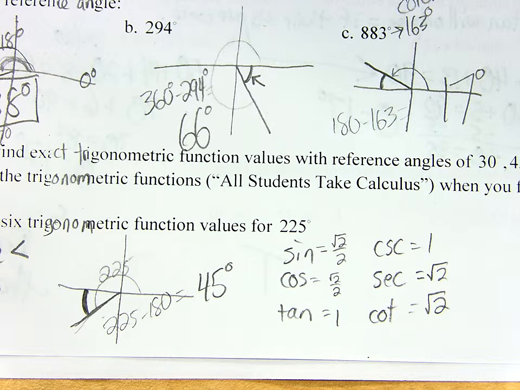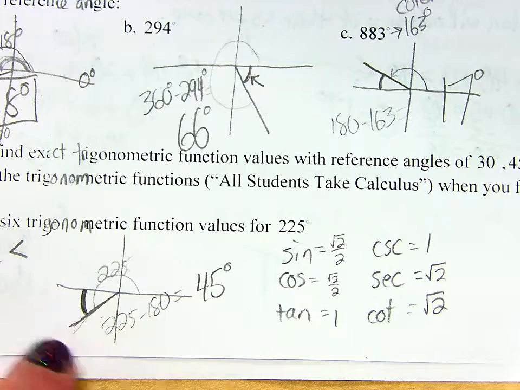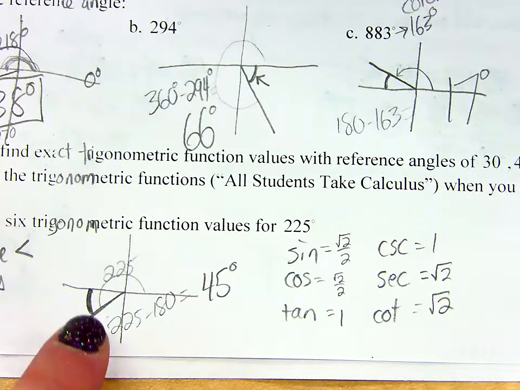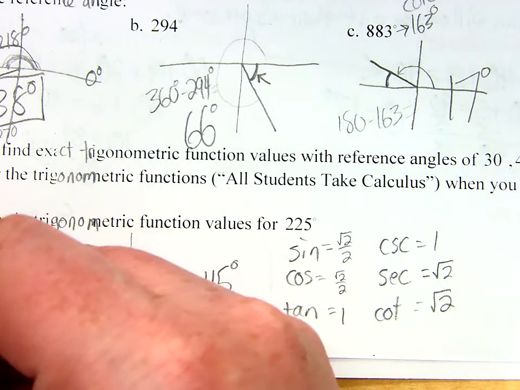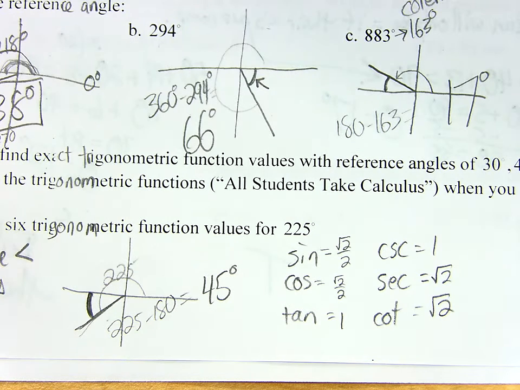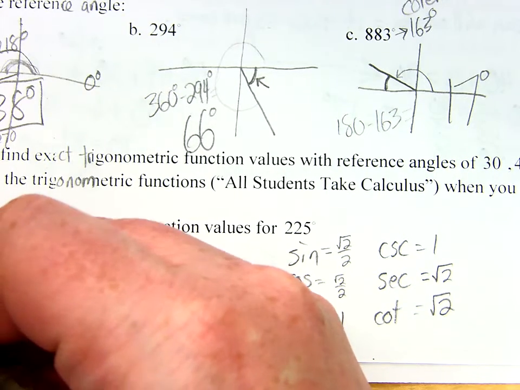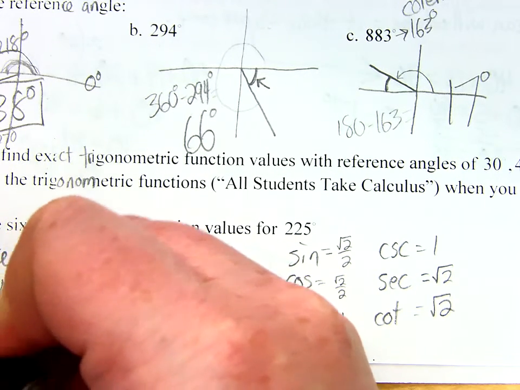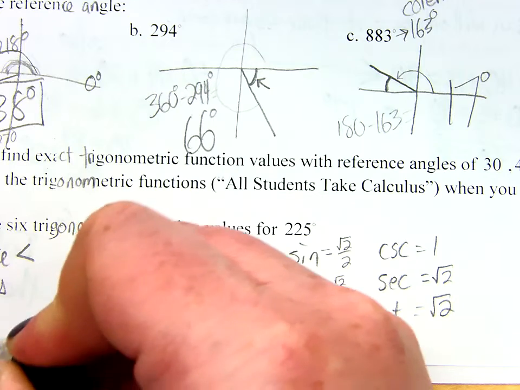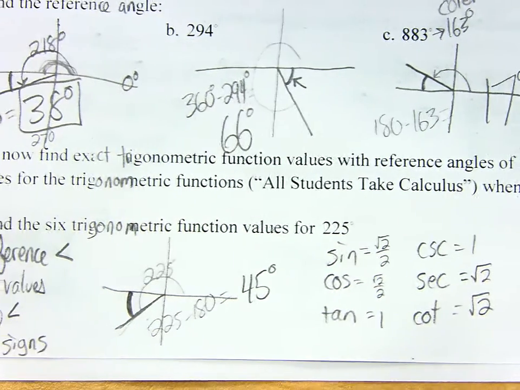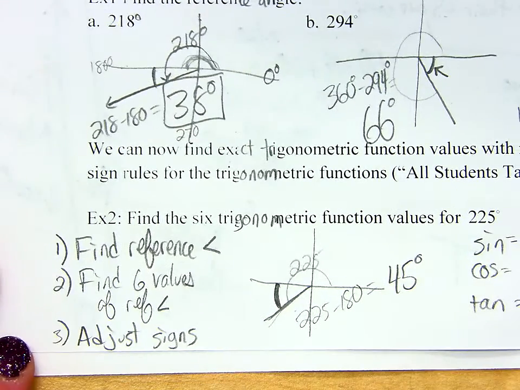I don't really have a 45 degree angle because I'm not in the first quadrant. I'm over here in the third quadrant. So now all I have to do, my last step, is I'm going to have to adjust the signs. So some of them are going to change from positive to negative. Okay? So my last step is just to adjust the signs.